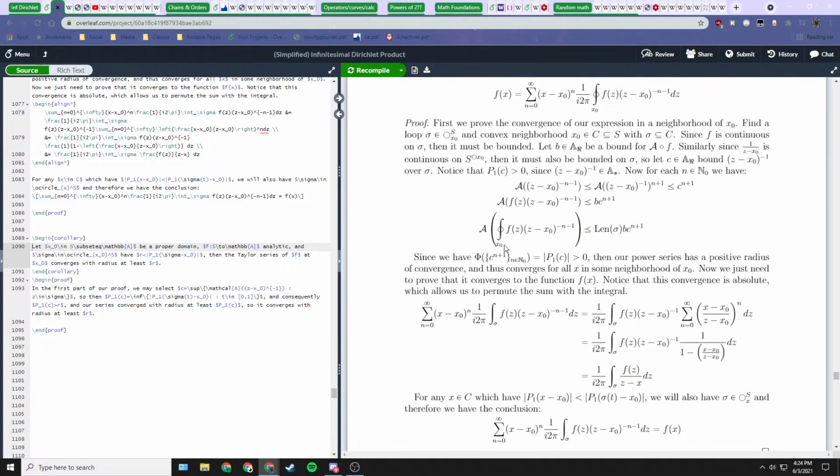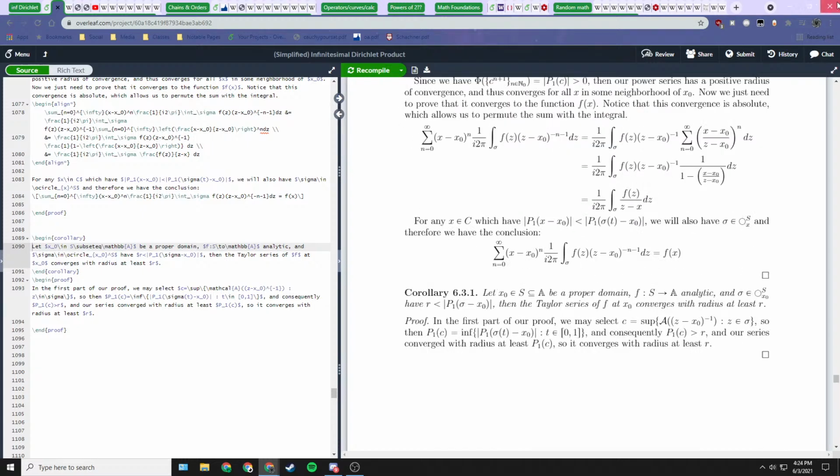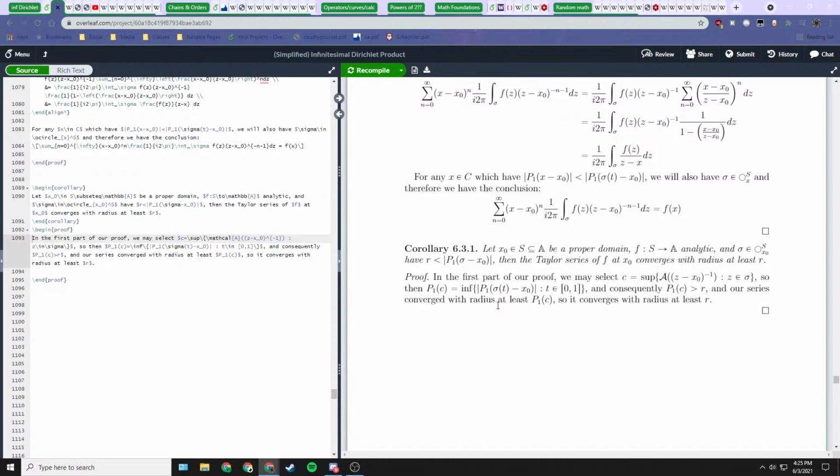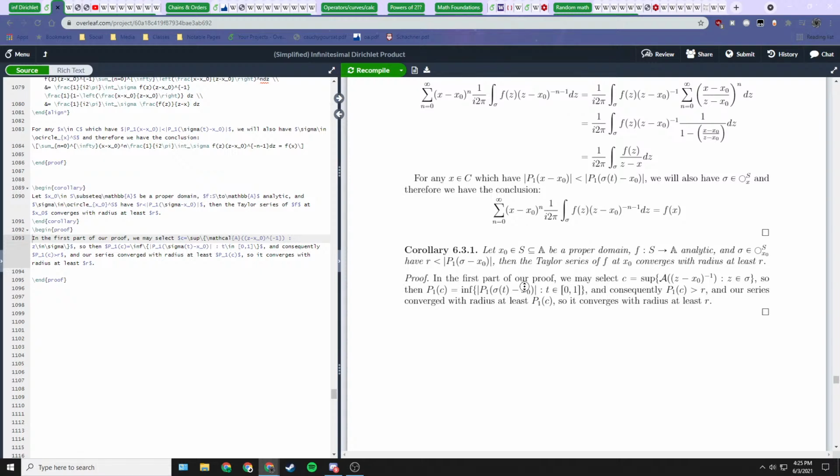And the way to do that is, when we proved convergence, we just used this C bound, and we found that this power series converges with a radius of convergence at least as big as the absolute value of P1 of C. But C was selected to be an upper bound on the inverse of the absolute value of z minus x0. The upper bound on this inverse is just the lower bound on the value itself, which is just z minus x0. And if z is in sigma, then by selecting C to be exactly this infimum, P1 of C is exactly the infimum of the absolute value of P1 of sigma t minus x0.